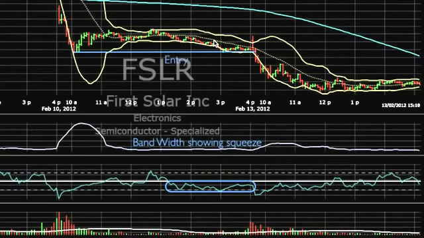Then our entry is when it breaks that support here, and we're also seeing a volume increase. Then you place your stop above that high, which is resistance now because it's the high of day. Then your exit is when it starts pulling away from the lower Bollinger Band.